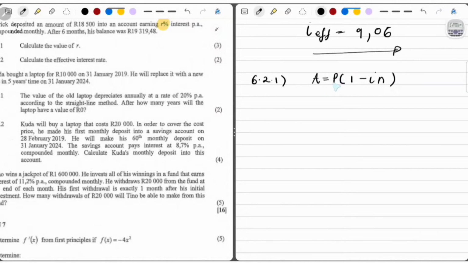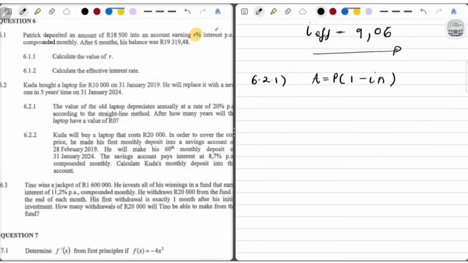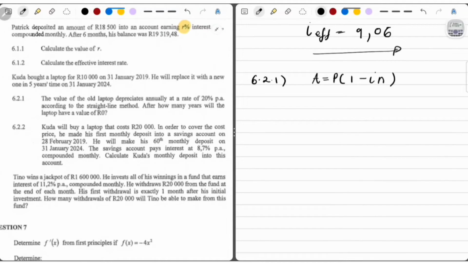First of all, P is always the starting value, whatever you start off with. Okay, P is not just always whatever is the smallest number. No. Okay, it's whatever you start off with. Whether it's going to be the smaller or the bigger number depends on whether you are depreciating or this is an investment, something that will appreciate. Okay, so what we're just going to do is the value of P is going to be whatever money he starts off with. So Kuda starts off with 10,000 Rand. That's what the laptop costs at first. So that's going to be P. So that's what I'm putting in place of P, 10,000 Rand, right?